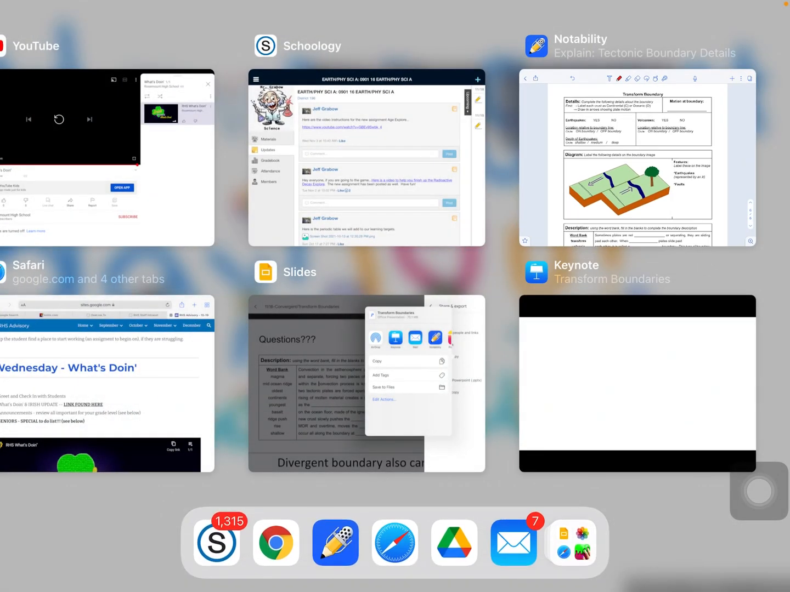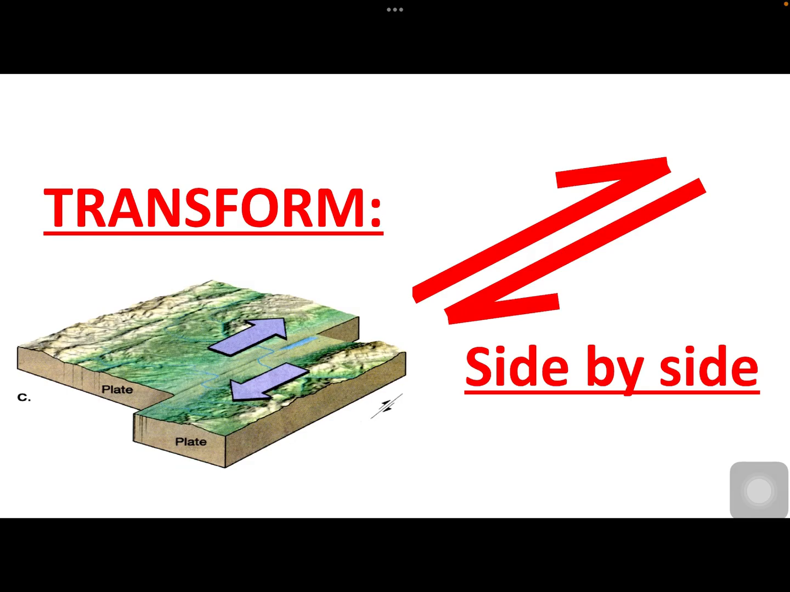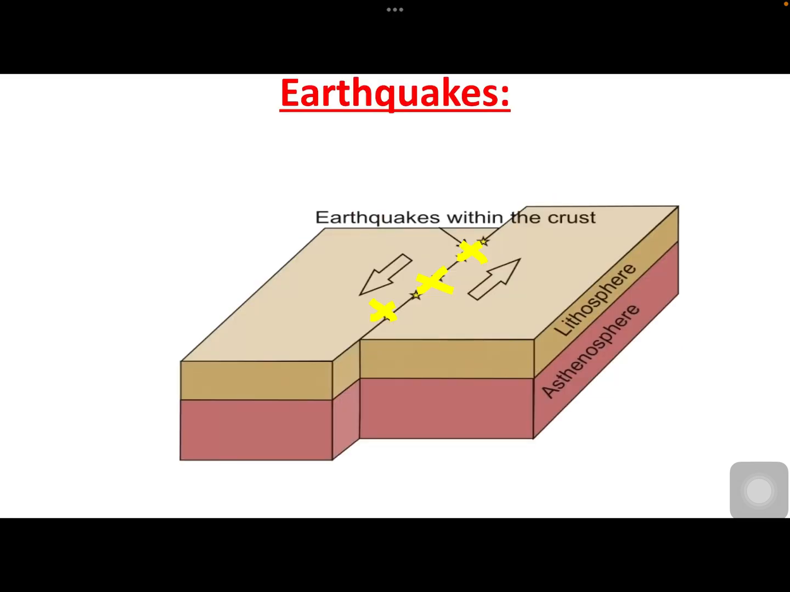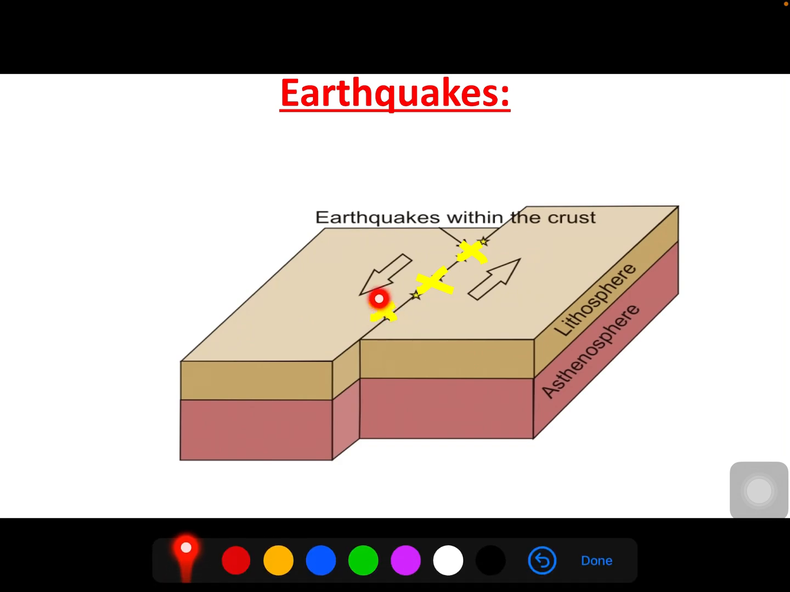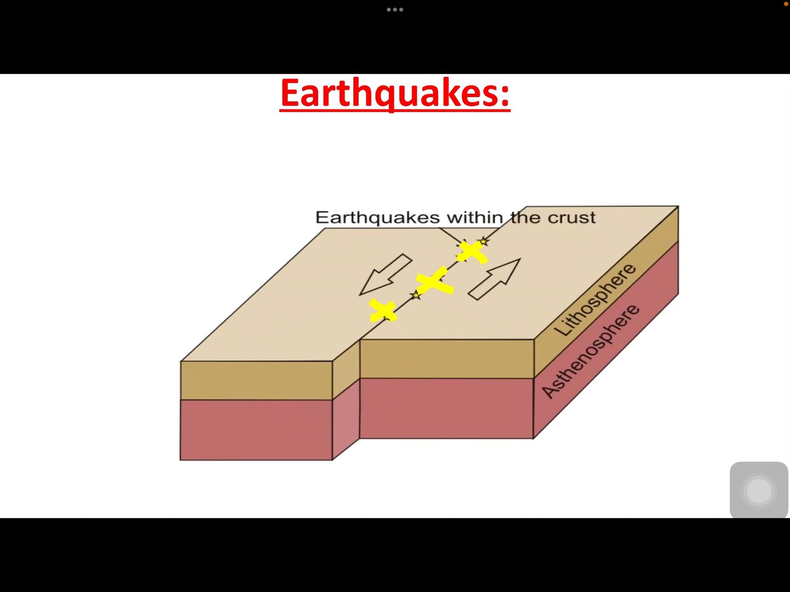So let's take a peek at that. So transform boundaries are real simple. Basically, they're just kind of grinding next to each other in opposite directions. Okay, our earthquakes are going to occur right here, kind of at the surface where they're grinding past each other. Whenever that slips, we get an earthquake. There's not going to be any volcanic activity here. It's just going to be earthquakes.